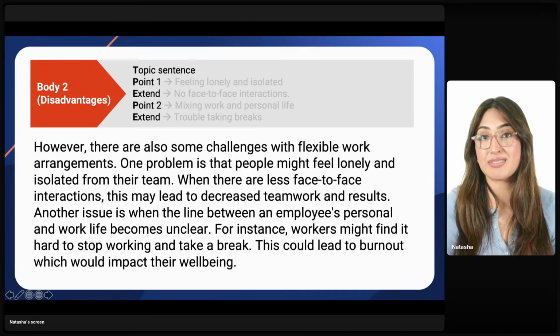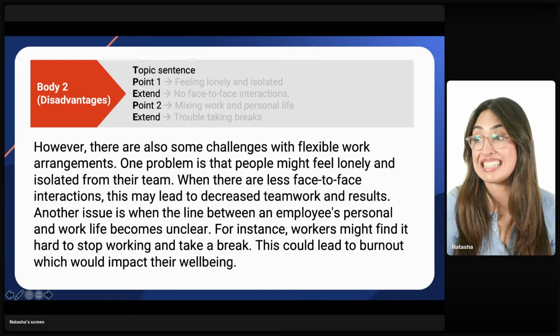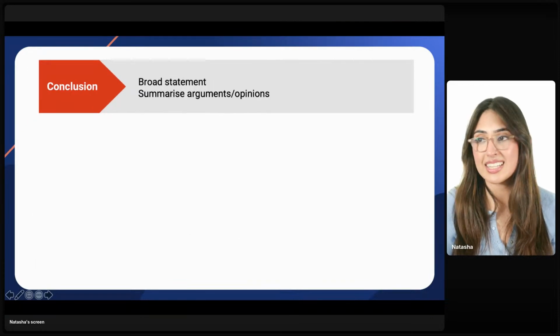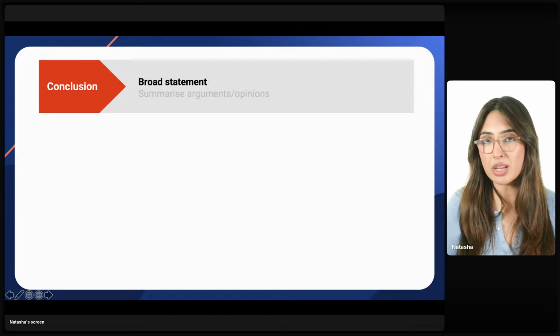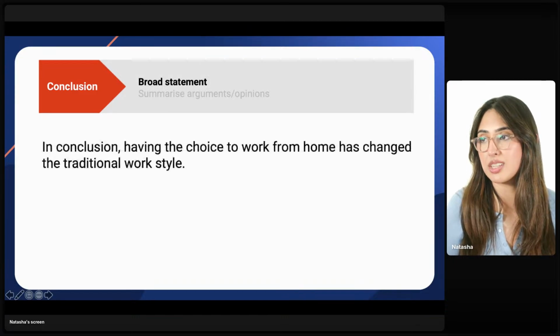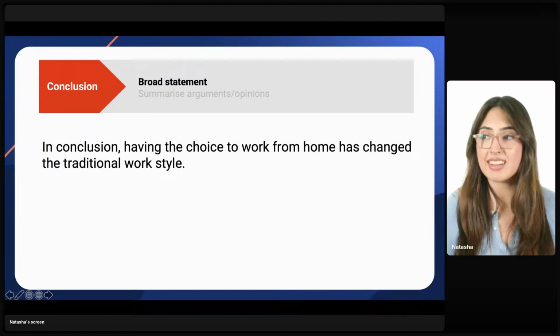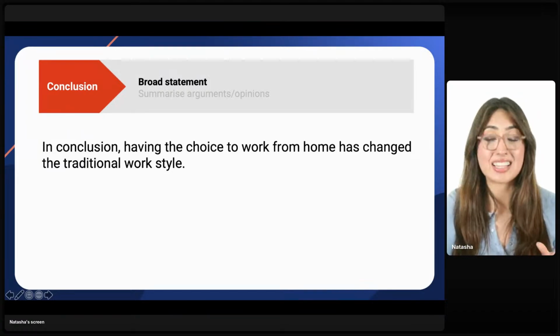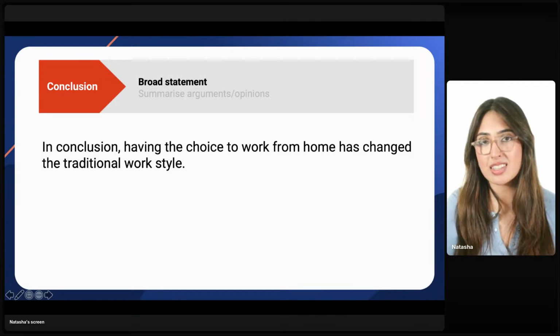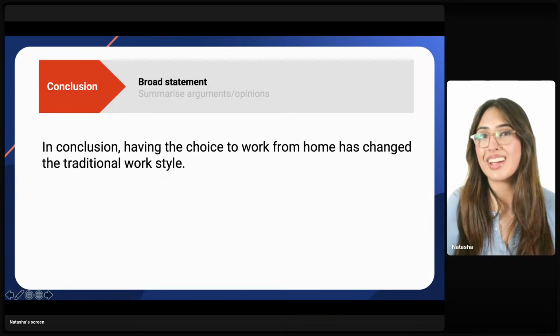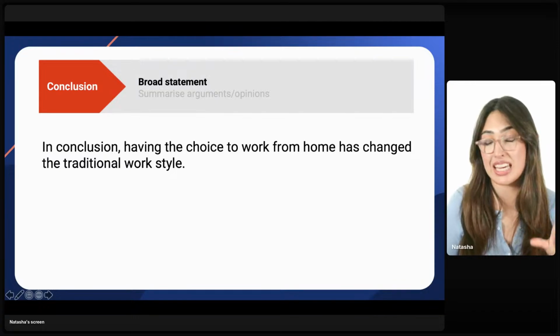We've now identified the disadvantages in detail. It's time to move on to our conclusion. So we're going to begin by making a broad statement. In conclusion, having the choice to work from home has changed the traditional work style. And notice that this is similar to when I introduced the topic in the beginning, in the introduction.